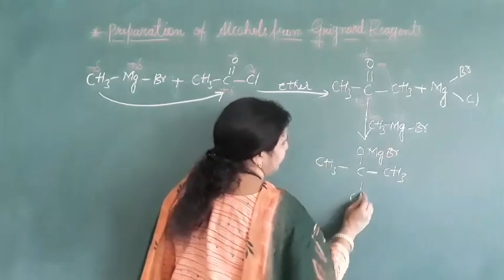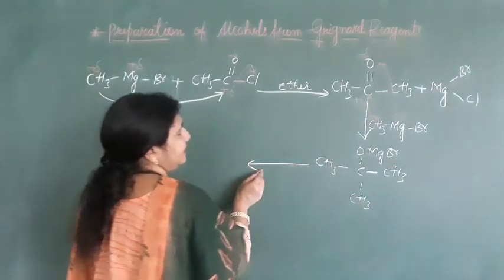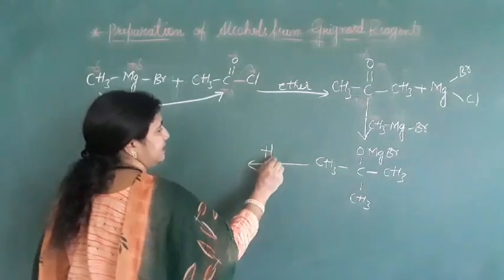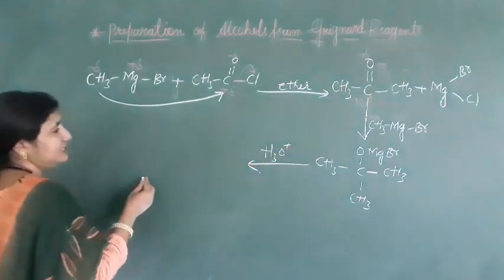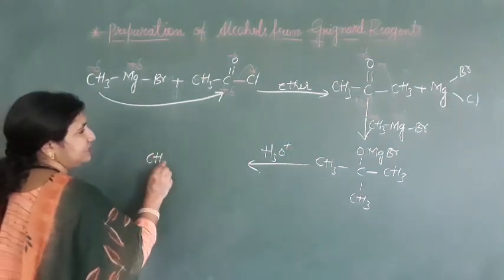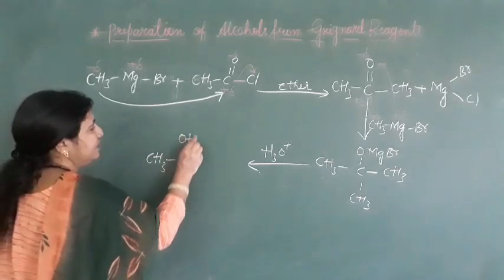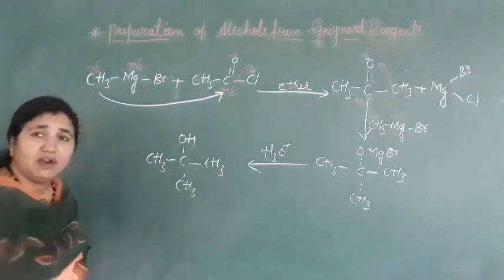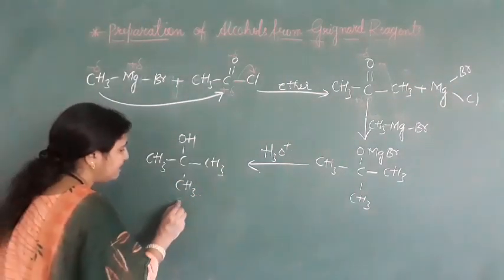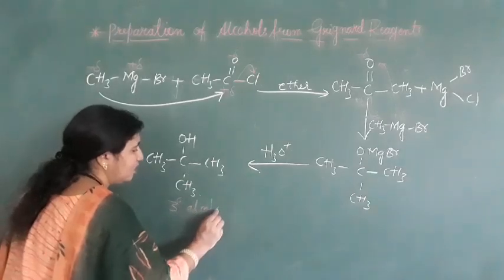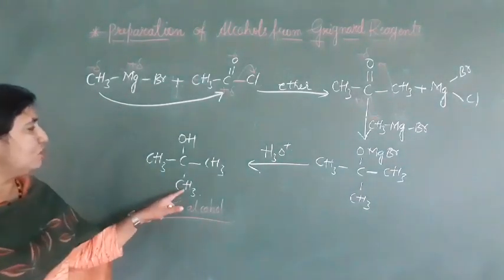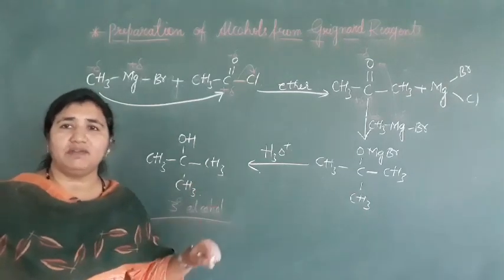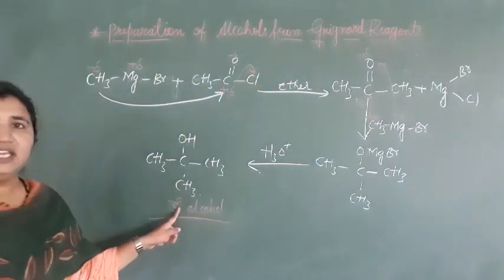This CH3 will come here, and now this one, on hydrolysis, this one undergoes hydrolysis, and we will get CH3COH, and here CH3, and here we have CH3. So we are getting a tertiary alcohol. It is 2-methyl propane 2-ol. What is this name? 2-methyl propane 2-ol. What we get for ketone, the same we are getting here.